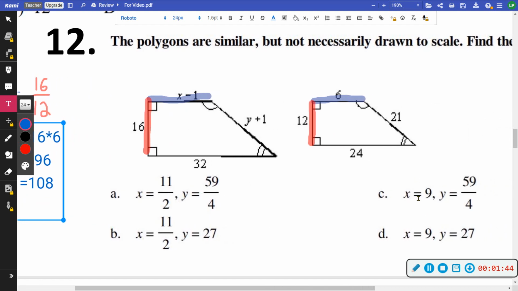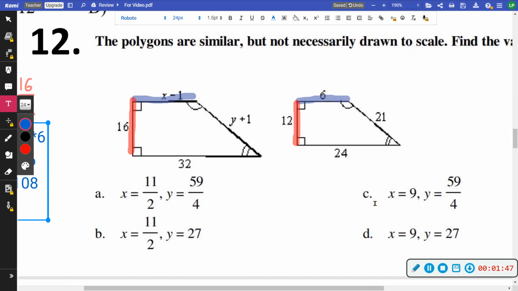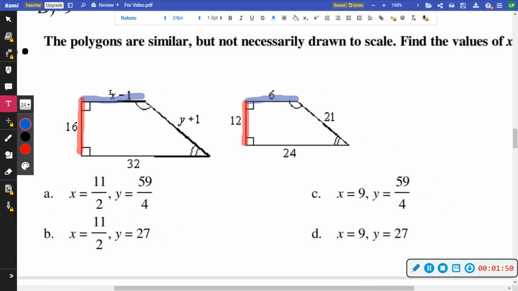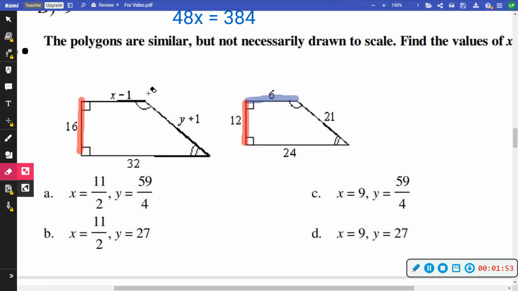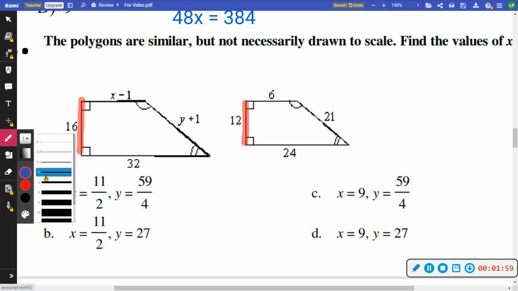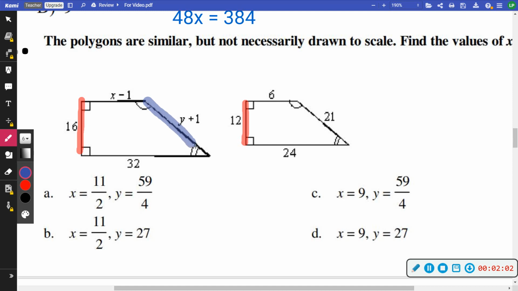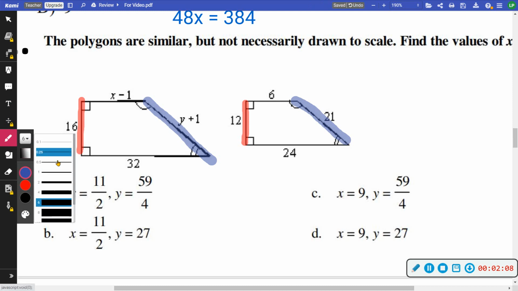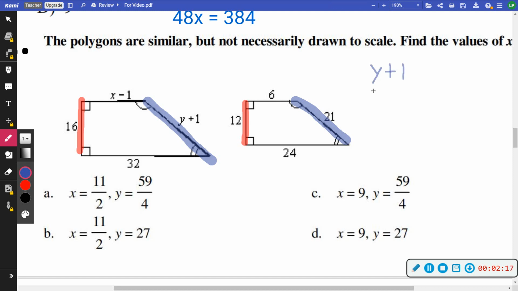So let's see, I have either C or D. Now let's find y. I'm not going to use the blue one anymore. I could still use 16 to 12, but let's try this time to find y. So we're going to do y plus 1 to 21. Setting that up, y plus 1 over 21 equals 16 to 12.